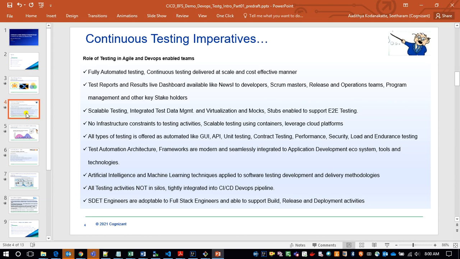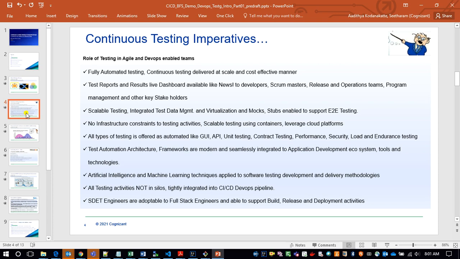Now coming to continuous testing imperatives. What is the expectation from software engineering organizations on testing? Fully automated testing, with continuous testing delivered at scale and in a cost-effective manner. This is the expectation. And test reports, results, and live dashboards are available to developers, scrum masters, other stakeholders, and release and operation teams. At any given point in time, a DevOps team should be able to report the test results. That's becoming an expectation.